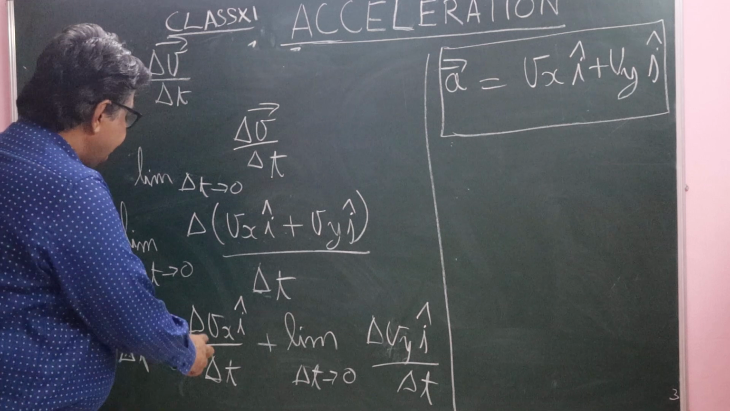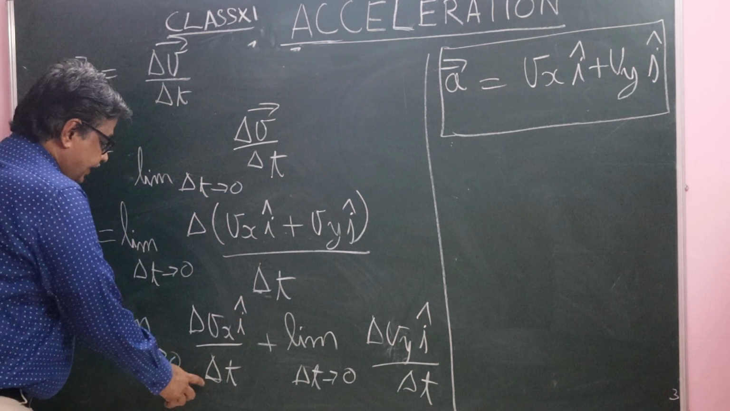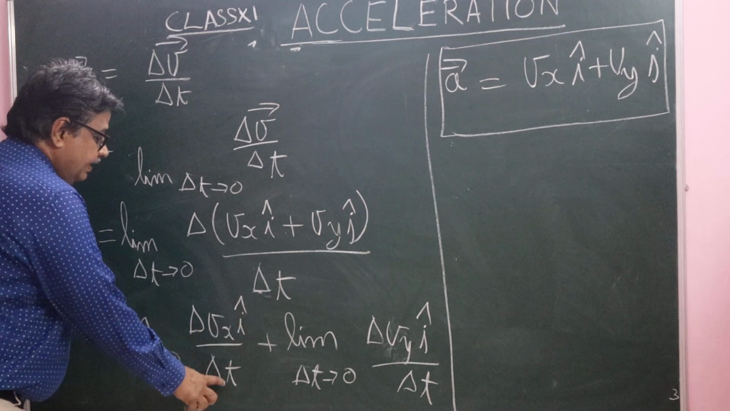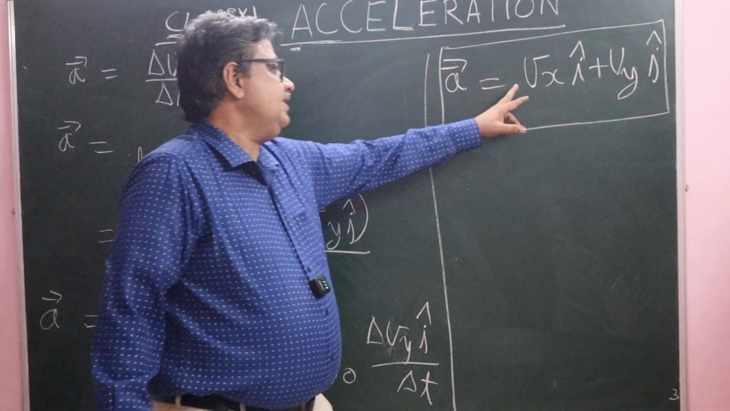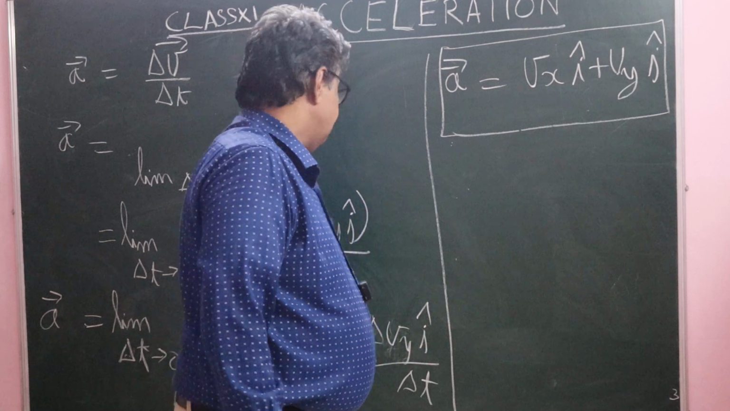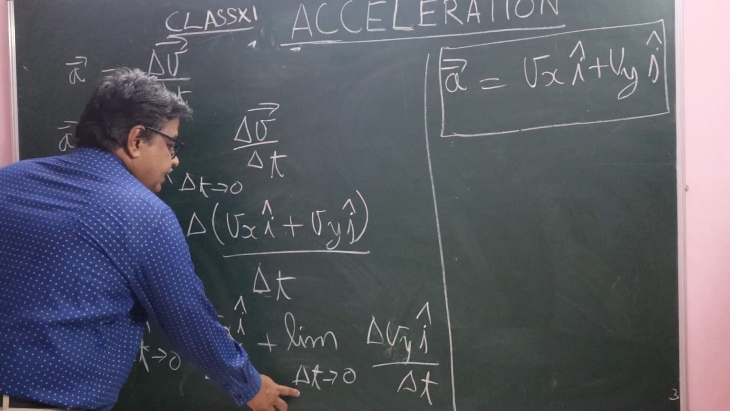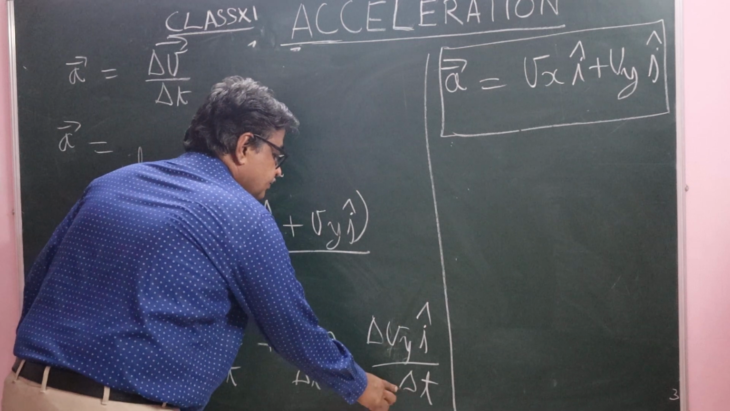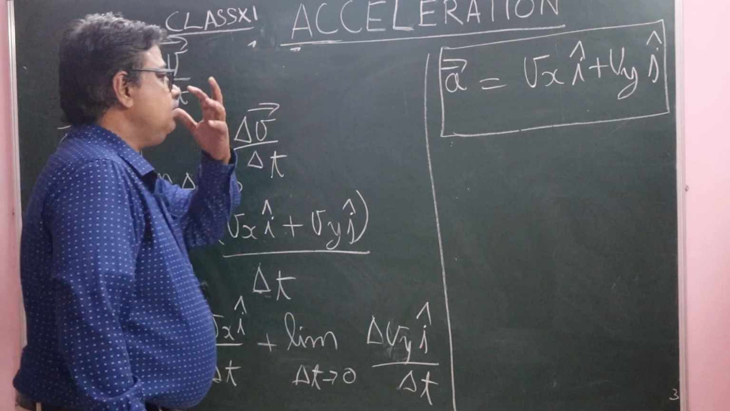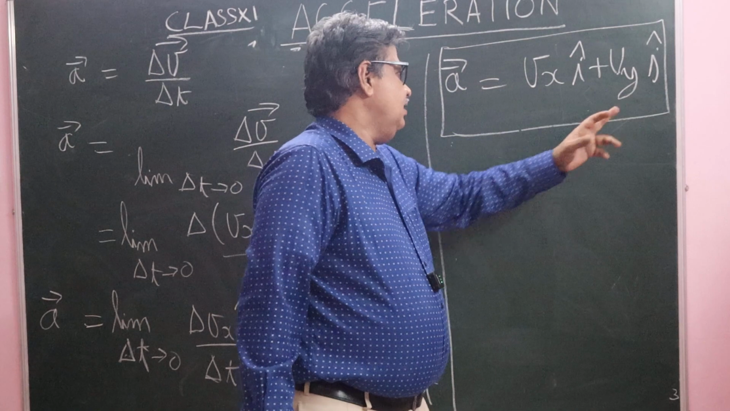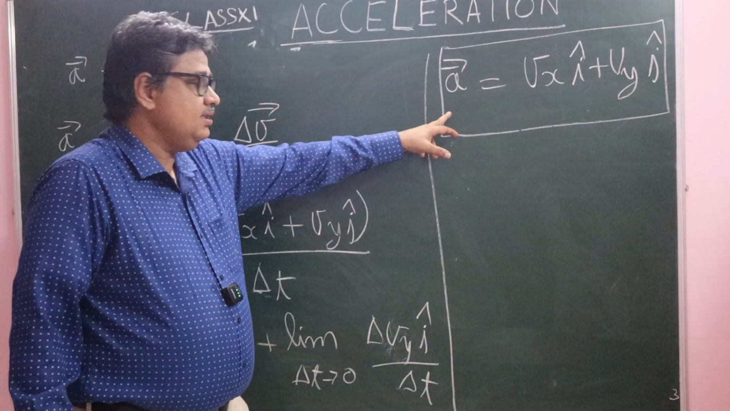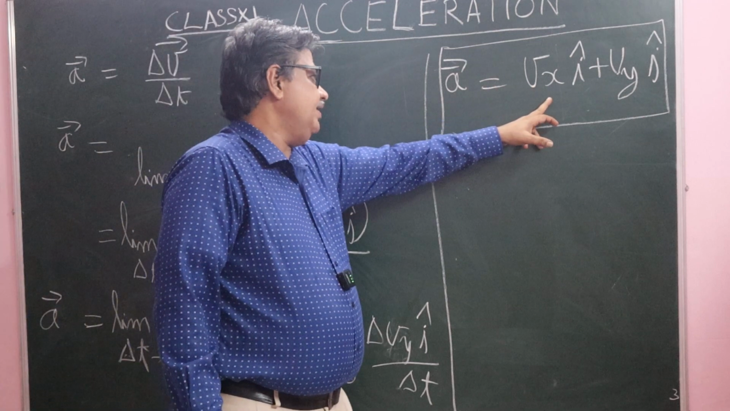Separately we can write like this. Therefore, limit del t tends to 0 of del vx i cap divided by del t is dvx by dt i cap. Limit del t tends to 0 of del vy by del t j cap is dvy by dt j cap. Therefore, component of acceleration a vector is equal to dvx by dt i cap plus dvy by dt j cap.